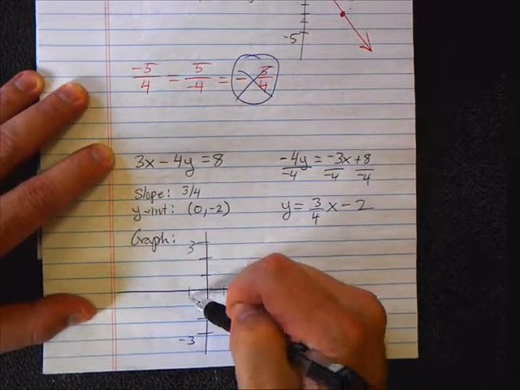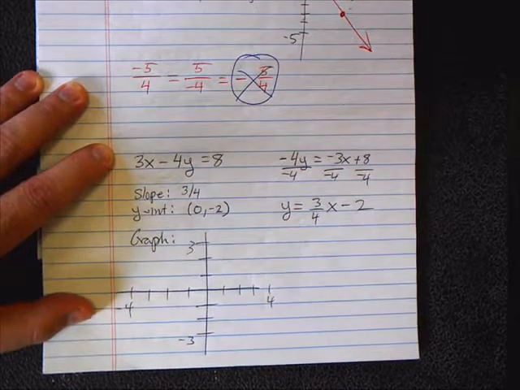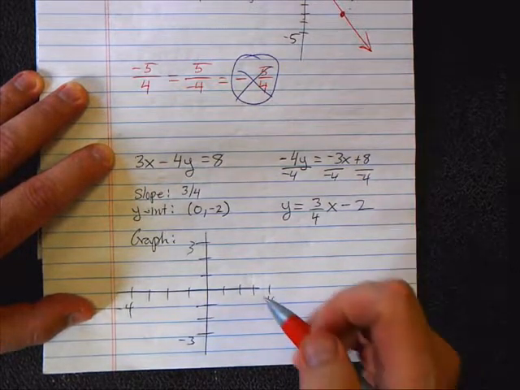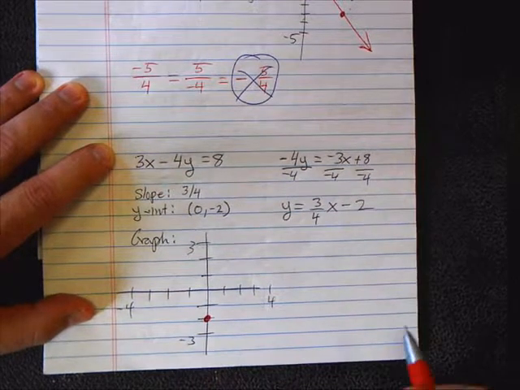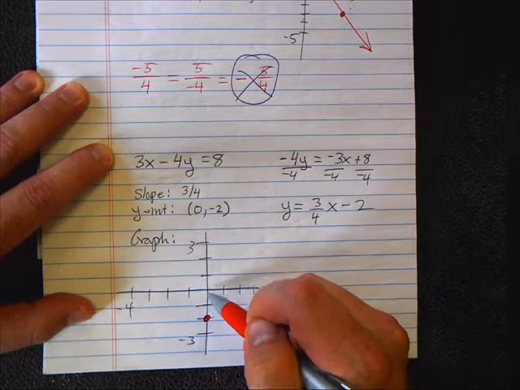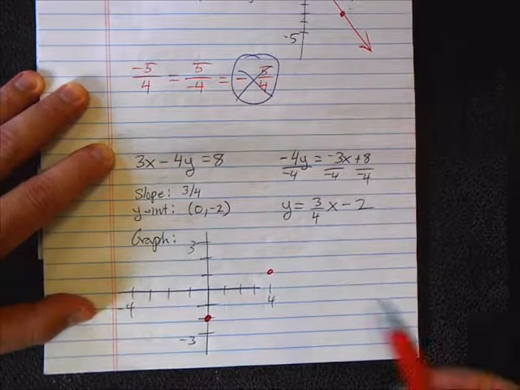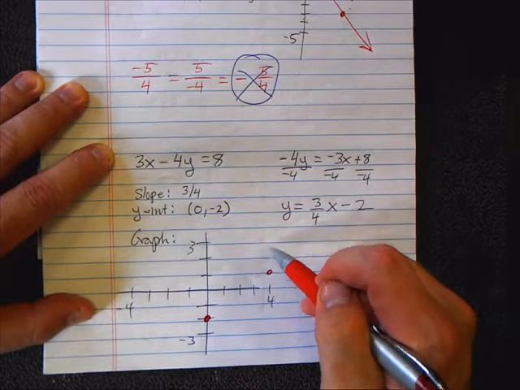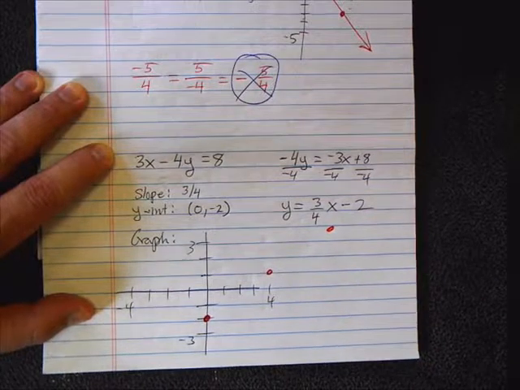Here's my scaling on my axes. So I draw my graph. I have my y-intercept of 0, comma, negative 2. That's right there. And then how do I move? Up 3 over 4. That's right there. I could do it again if I wanted to. That's going to take me well off my axis, but that's okay. I could make my axis longer if I wanted to.